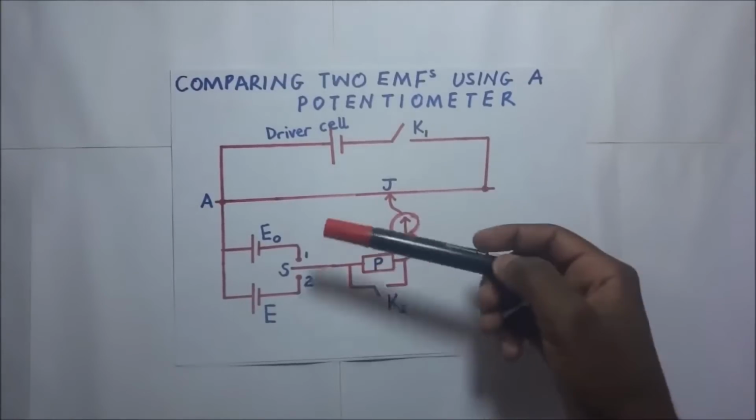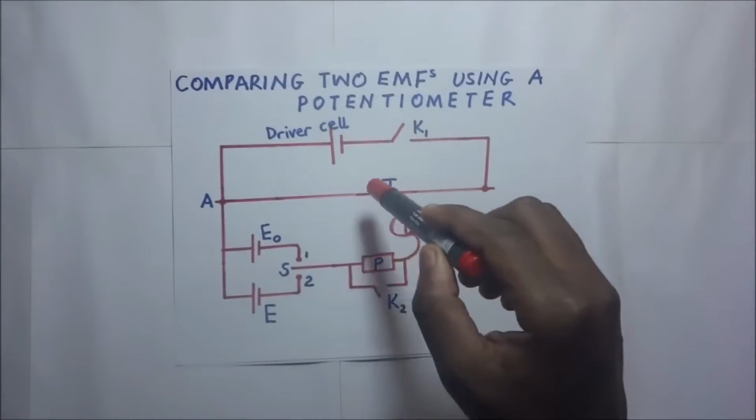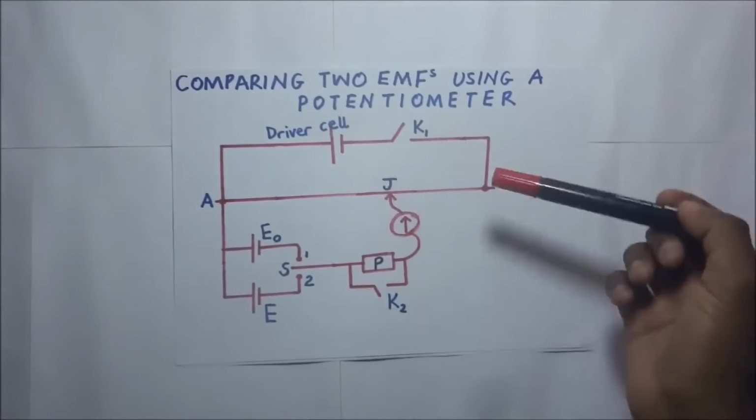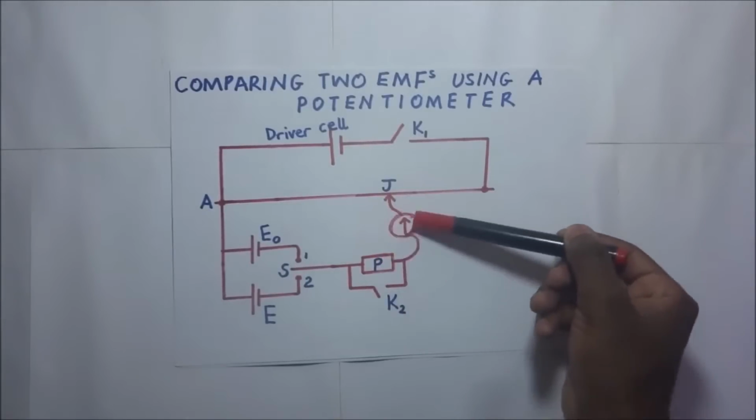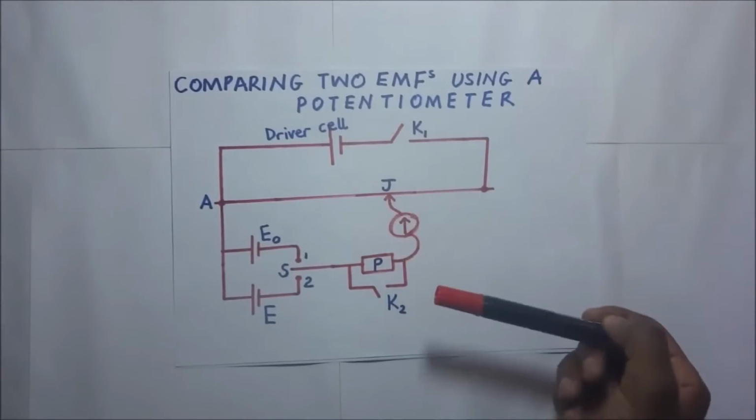And after obtaining the balance point, that balance point we will have obtained will be the accurate one, and that is what we will be taking. This protective resistor just protects this galvanometer from excessive current.